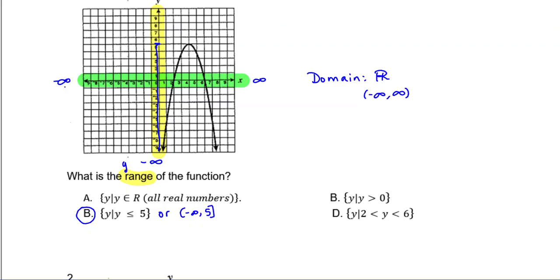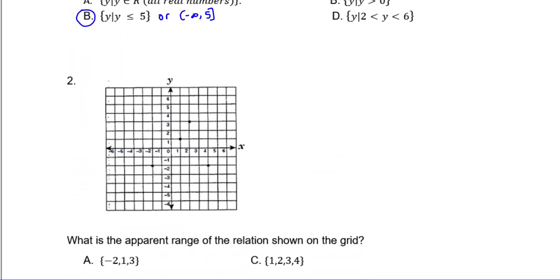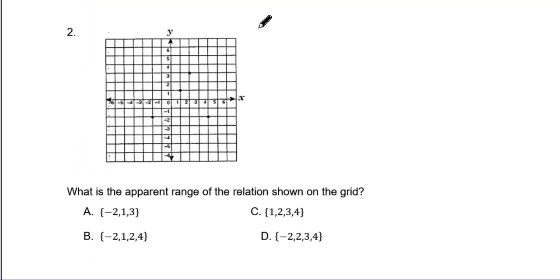All right. The next question, it's also asking me for the range. So we're going to start from the bottom and then move up. So it looks like the range is just these points here at negative 2, positive 1, and then positive 3. Negative 2, positive 1, and positive 3.